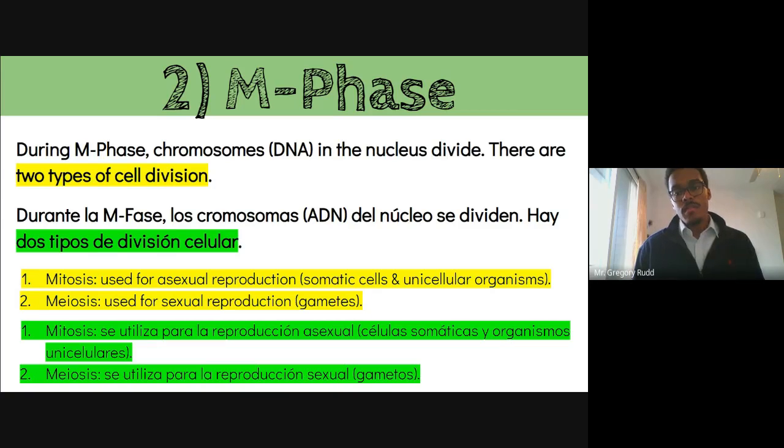Mitosis and meiosis sound similar, but they're quite different.